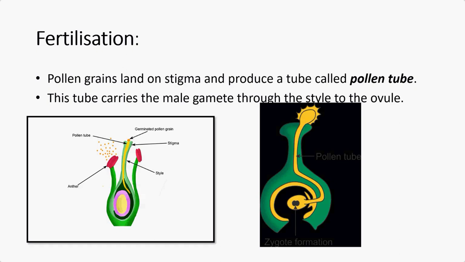Now, fertilization. What is fertilization? Just before, we learned about the process, no? The pollen grains land on the stigma and produce a tube called the pollen tube. And this tube carries the male gamete through the style to the ovule.